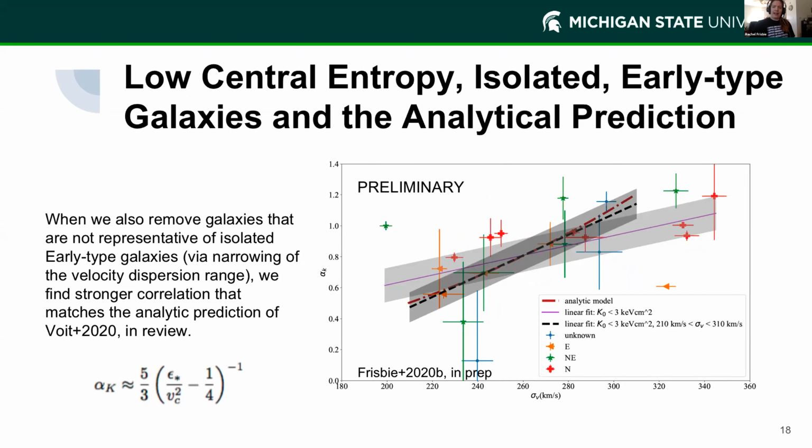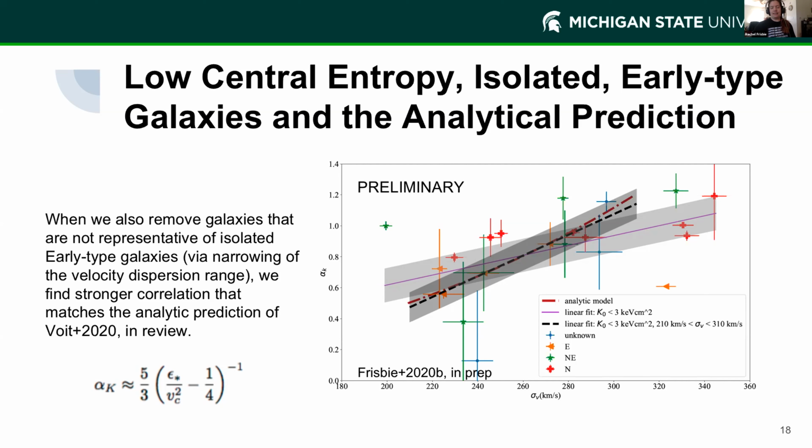Finally, for galaxies that have velocity dispersion below 200 kilometers per second, they might not have well-developed circumgalactic gas, and furthermore, there's no reason to believe that the Voigt 2020 model would be able to describe these galaxies with very low velocity dispersion. For galaxies that have velocity dispersion greater than 300 kilometers per second or so, numerical integration of the model reveals that the analytic model actually overpredicts the relationship above an entropy profile slope of about 1.2.